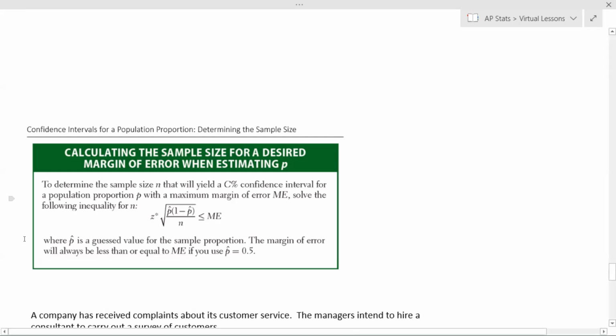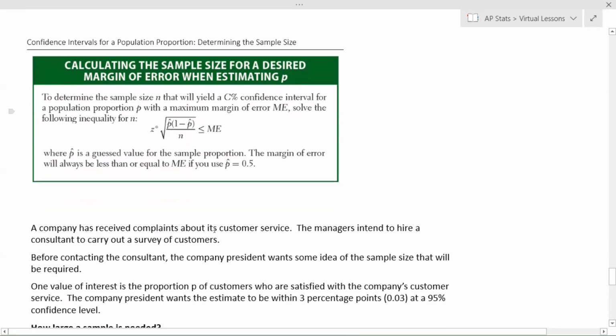Then you solve for n. p hat is the guessed value for the sample proportion. The margin of error will always be less than or equal to the desired margin of error if you use p hat equals 0.5, just a rule of thumb there. Okay, so let's look at an example.